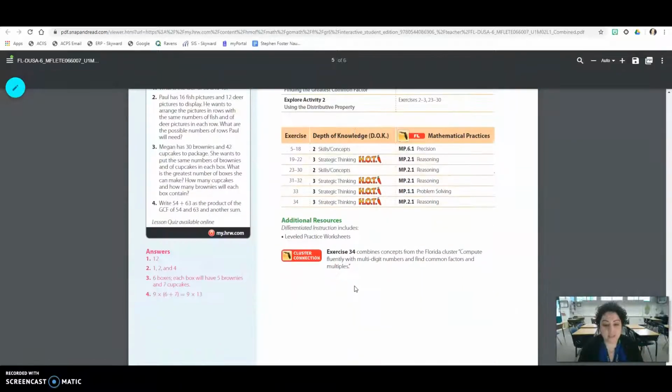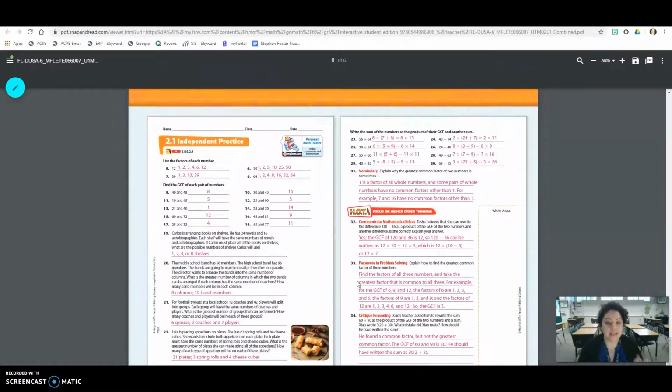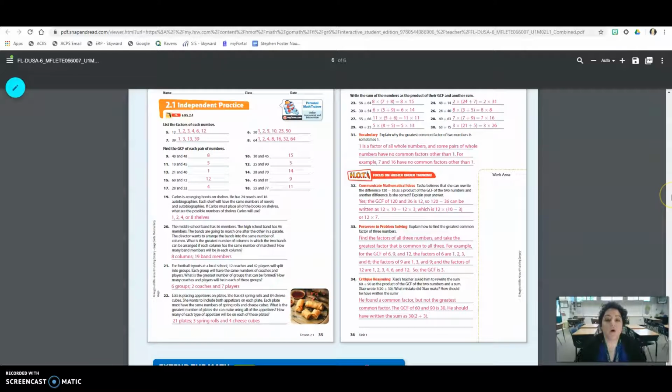Then what we did today specifically is we focused on the answer key. So we went over the answers. I modeled how we solve these problems specifically so that when we got to problems like these, the word problems that are not as easy to compute, the students would understand how to solve them, and also to make sure they understand exactly what they are looking for when we ask them to write the sum of numbers as a product of their GCF and another sum.